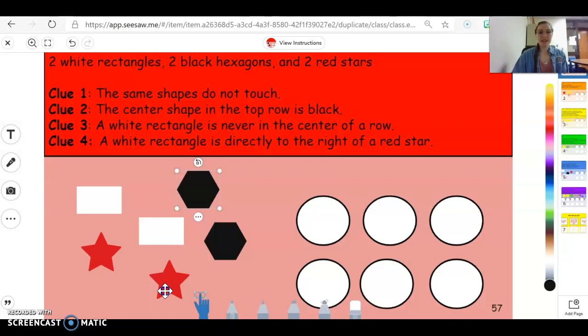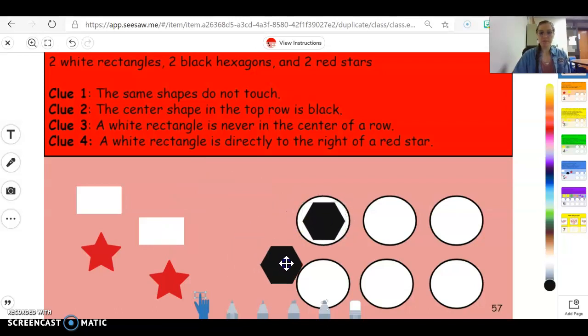Clue 1, the same shapes do not touch. So what that means is if I have a black hexagon right here, I cannot have a black hexagon below or to the side. However, remember, touching only is side and up and down. So that means I could put a hexagon diagonally, because that does not count as touching, okay? So if I have my black hexagons not touching, my other shapes also cannot touch.